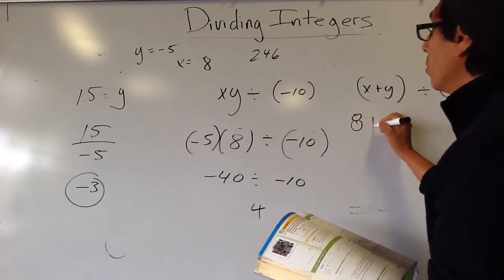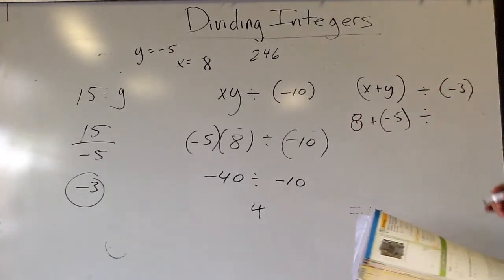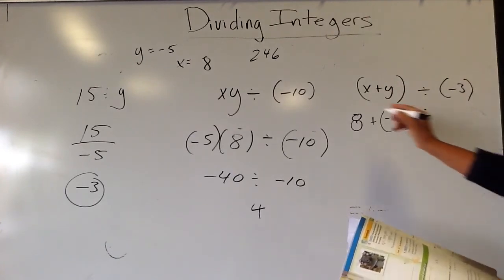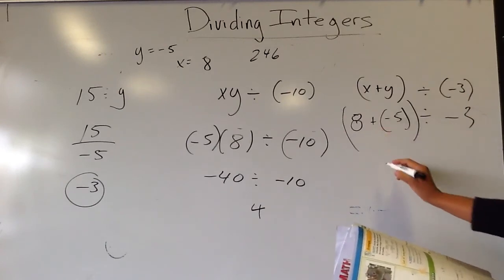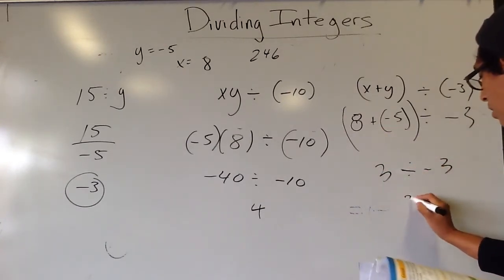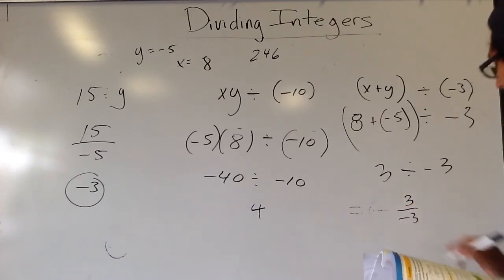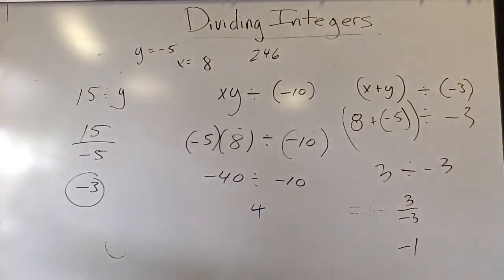And last but not least, 8 plus a negative 5 divided by negative 3. Oh, was that inside a parenthesis? I almost messed it up. So we do this first. So what's that? 3 divided by a negative 3? Or I could write it like this. 3 divided by negative 3. And that is negative 1. Guys, practice, practice, practice, and more practice.